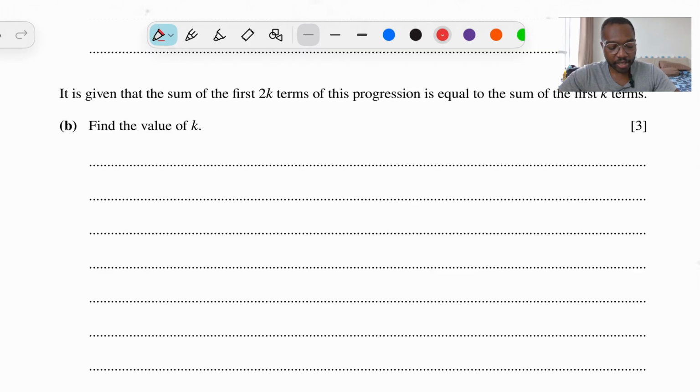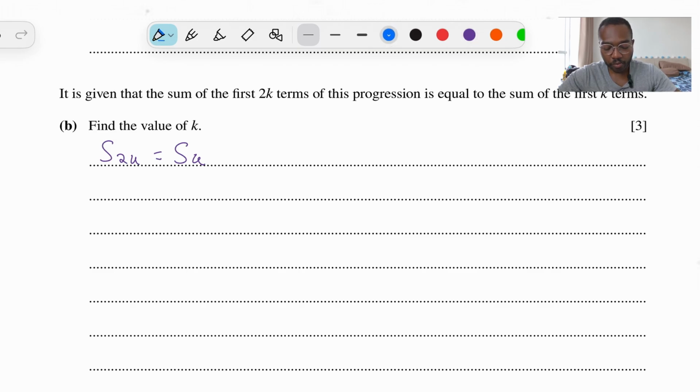For part B, it is given that the sum of the first 2k terms of this progression is equal to the sum of the first k terms. Find the value of k. So what that means is that the sum of the first 2k terms is equal to the sum of k terms. So we need to find an expression for when we have 2k and when we have k, equate them together, and we should be able to get a value for k, okay?